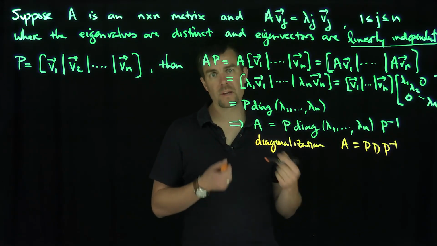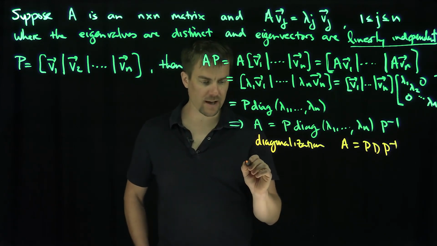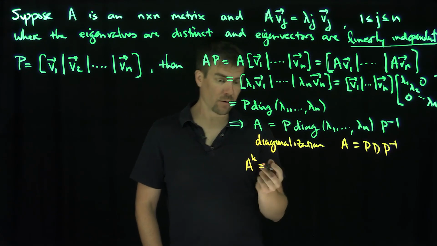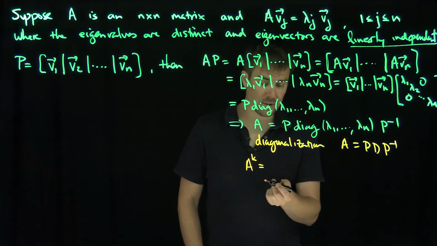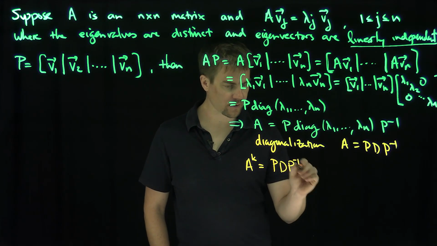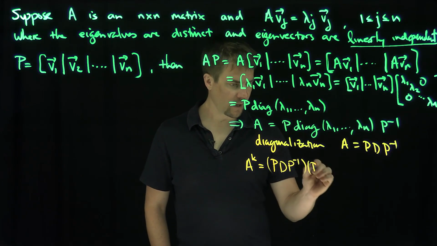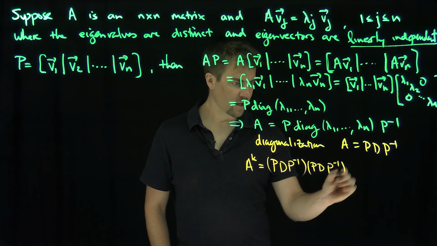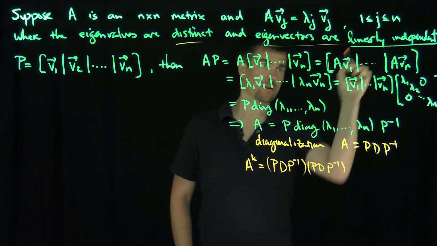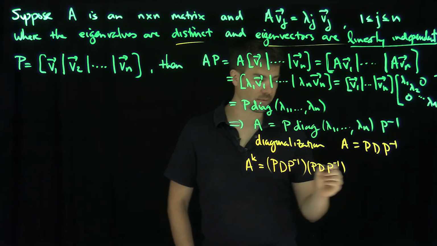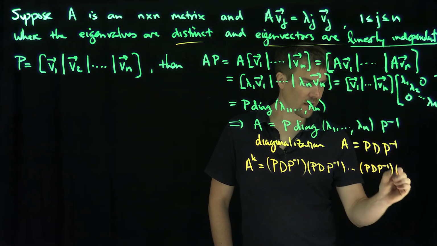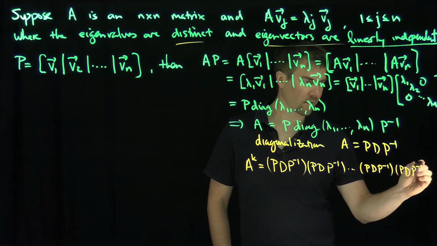And one immediate consequence, which we get for free, is that if I raise A to any power k, in general that's very difficult to compute because A may have non-zero entries. But what we can do is write P D P inverse, P D P inverse, all the way down to P D P inverse. This is true under the assumption that the eigenvalues are distinct and the eigenvectors are linearly independent, so we have to check these conditions carefully.